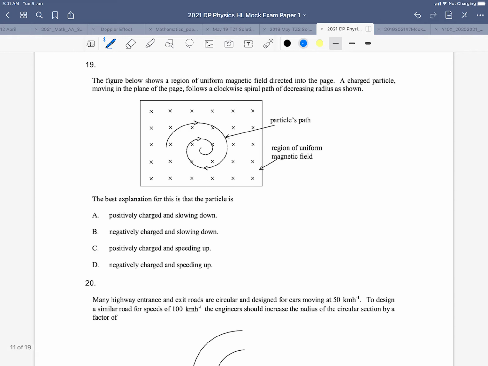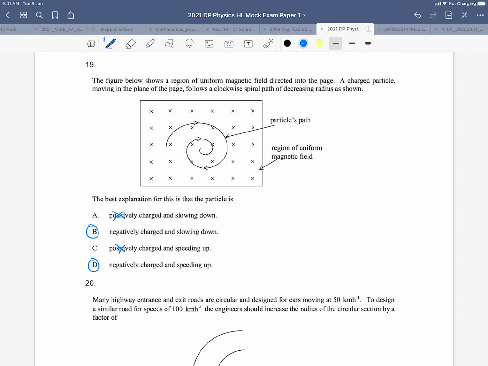Okay, a charged particle. Use your favorite hand rule. My favorite one is the right hand slap rule. Fingers in the direction of the magnetic field lines, into the paper. Then I can see that if this was a positive particle, it would be spiraling the other way. So I use my hand rule to find out that it can't be a positively charged particle. It has to be negative.